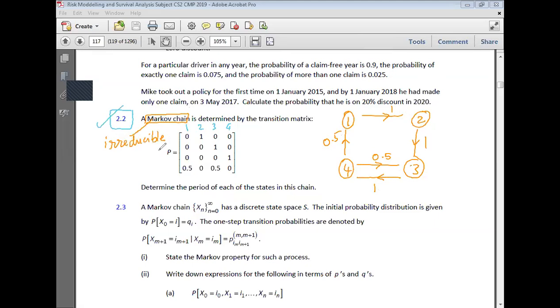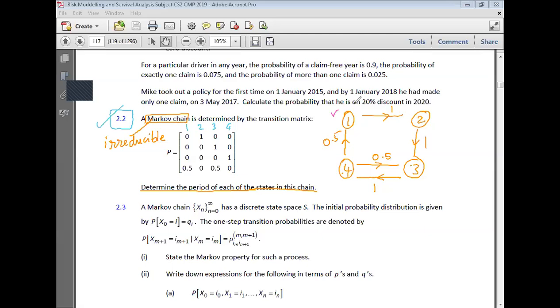But what we are asked is to figure out the periods of each of the states in this chain. So what do you think I can do next? The period of 1, 2, 3, and 4 will be the same because it's irreducible. Exactly right, and that is something we have already seen in the lecture, so I'm not going to repeat it here. So let us derive the period of any one of these states, and who will help me with that? I'll do it. Okay, let's do it for 1.